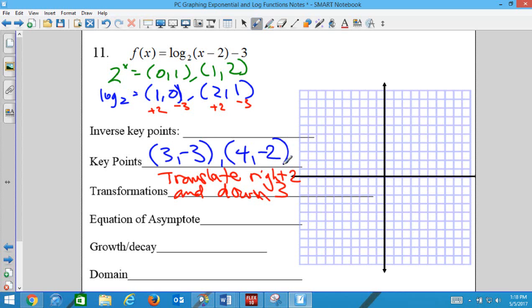My asymptote normally would be at x equals 0, but am I doing anything to my x's? Adding 2. So my asymptote is at x equals 2. We grab our points and we think about where's the asymptote, because the graph is getting closer and closer and closer to the asymptote.